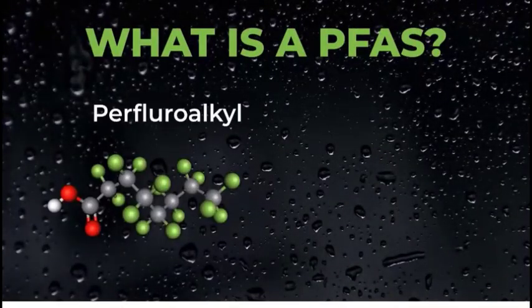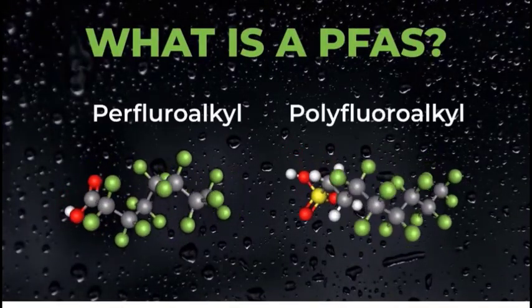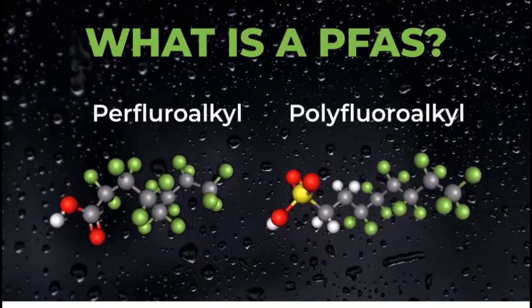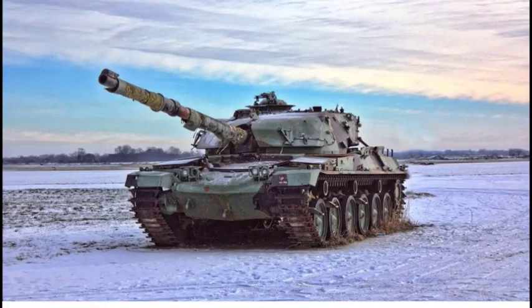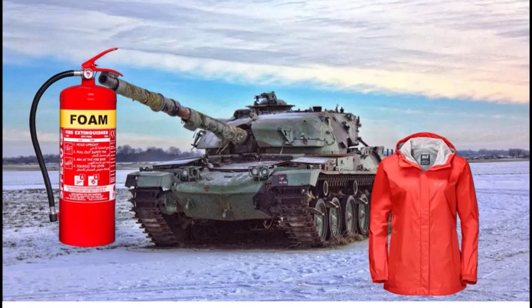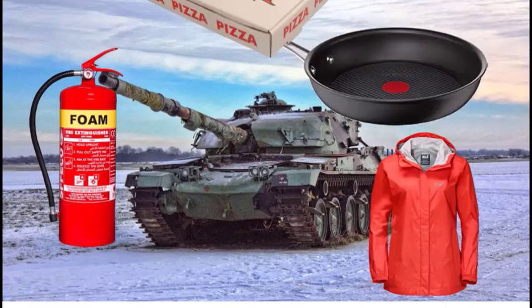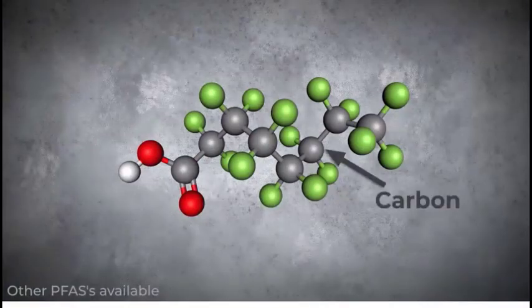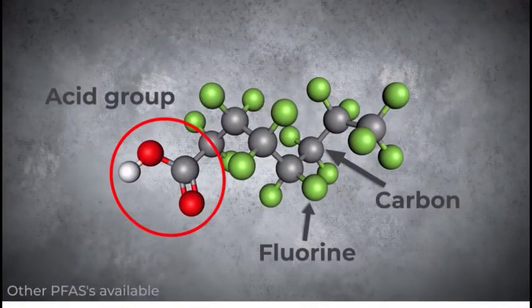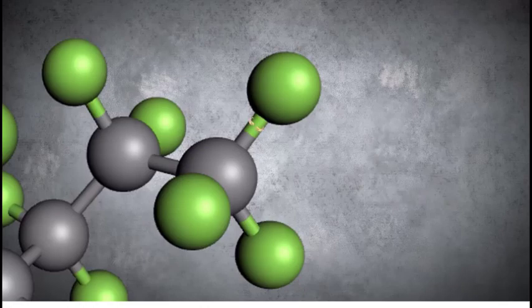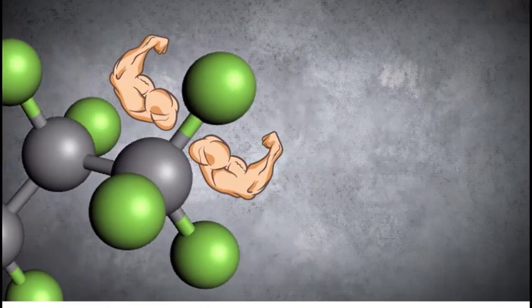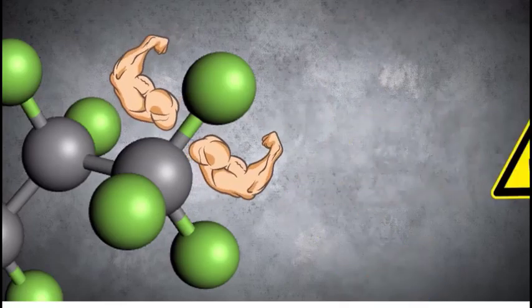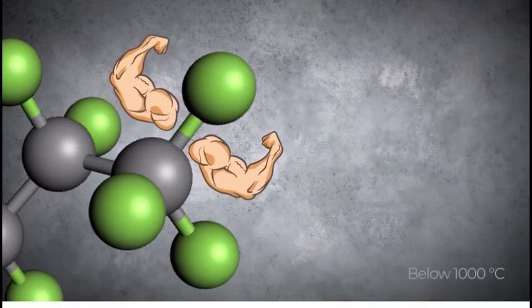PFASs, or perfluoroalkyl and polyfluoroalkyl substances, are a group of man-made chemicals originally used for coating tanks, but are now used in waterproof clothes, firefighting foams, Teflon pans, and even pizza boxes. PFASs consist of a carbon chain surrounded by several fluorine atoms joined to an acid group. The carbon-fluorine bond is incredibly strong and causes the carbon chain to repel water and oil, as well as shielding it from just about any biological, chemical, or thermal attack, below 1000 degrees C.